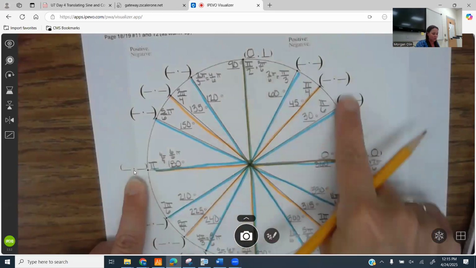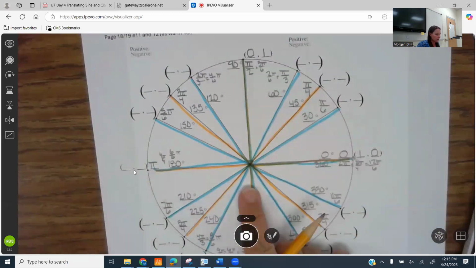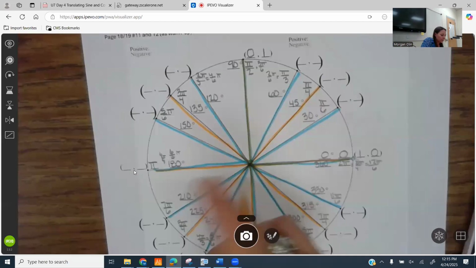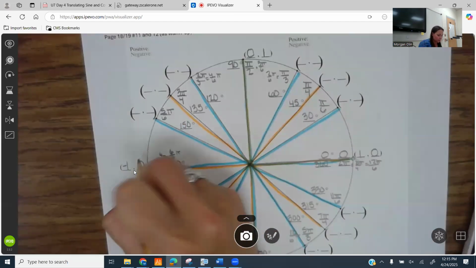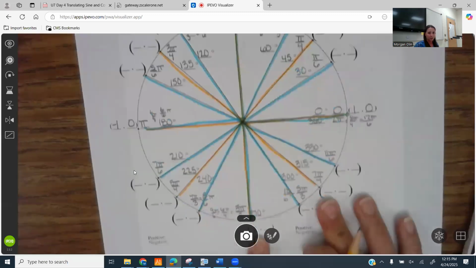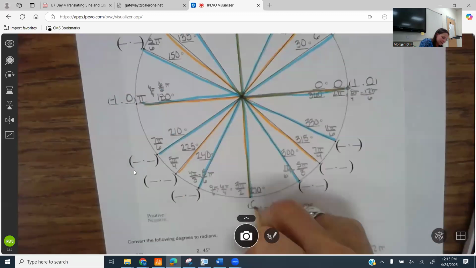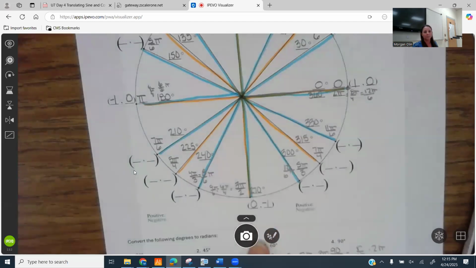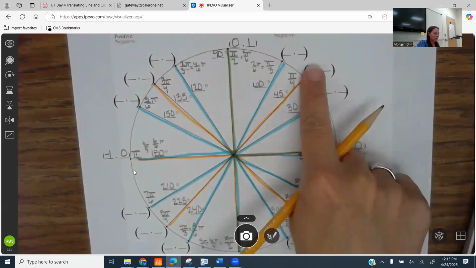I haven't hit any of these yet. I'll do that in a second. Here, be careful. The x is -1. The y is 0. And when I get down here at the 270 degrees, x is 0, but y is -1. Now what's left are these points right here.